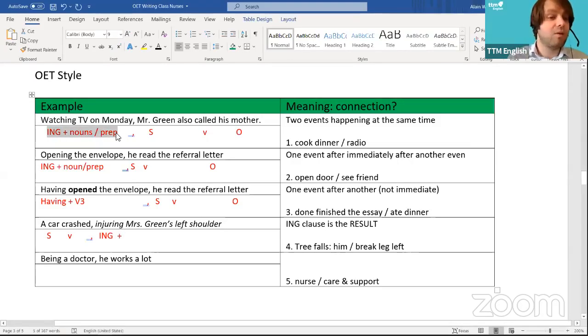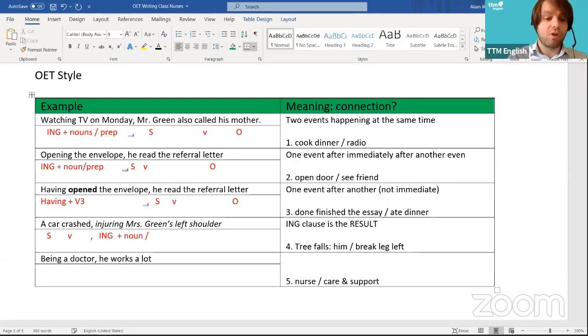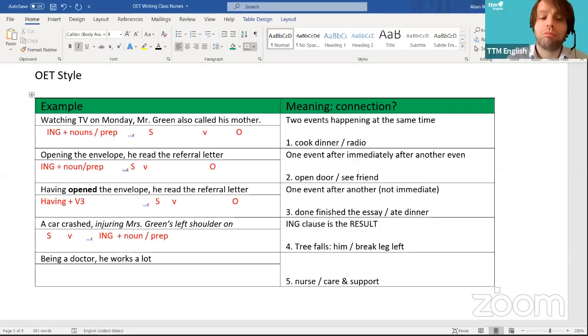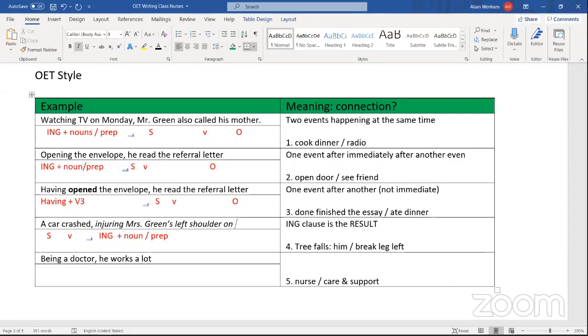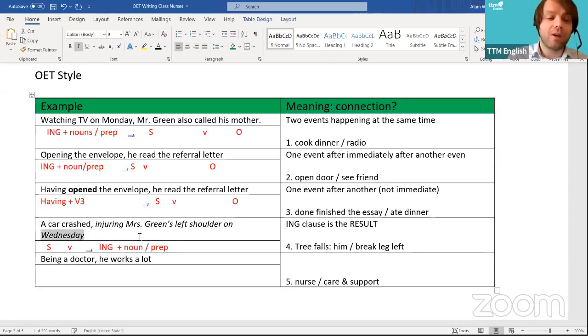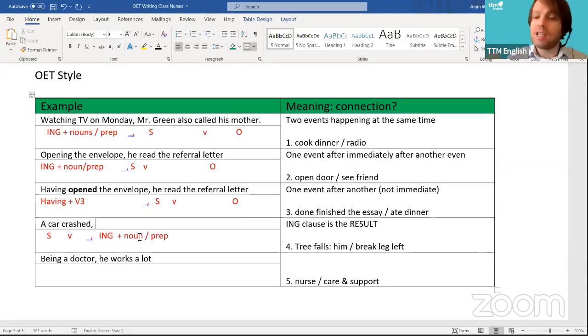Look, ing, nouns and prepositions. So I can have a noun or I can have a preposition, right? I'm simplifying it, but does that make sense? Look, I can say on, give me a noun, on. On his back. Well, no, not his back, because it's his shoulder, right? So we could say on Wednesday. I can't even pronounce Wednesday today. But do you get the point here? I can have an ing plus nouns and prepositions. I'm not going to have subjects and verbs, okay?